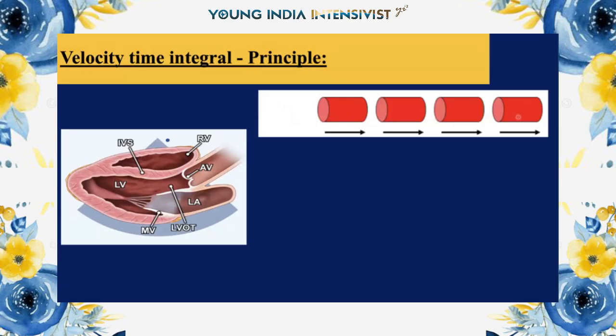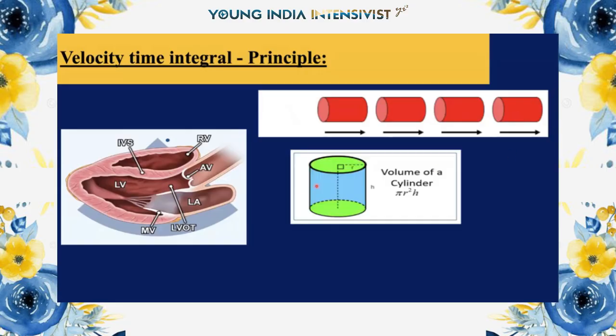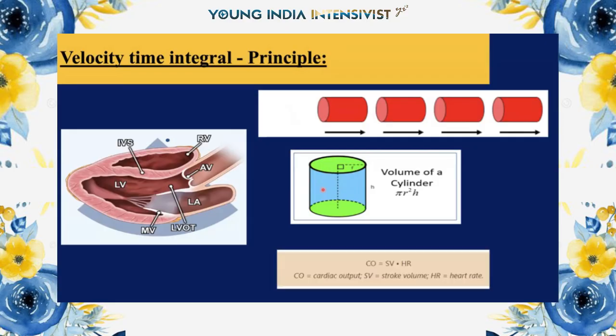Okay. Blood gets ejected in the form of aliquots of cylinders. So if you get to know the volume of these cylinders, and if you multiply the volume of these cylinders with your heart rate, then you will be able to calculate your cardiac output. So that is the geometrical and physiological rationale behind the calculation of this velocity time integral. So cardiac output is stroke volume times the heart rate.